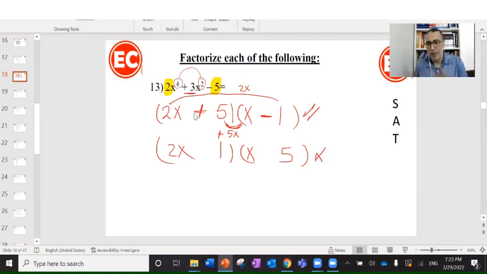This is a simple method of solving a trinomial whose coefficient is not equal to 1 in the SAT. And the numbers come in the SAT as prime numbers, 2, 3, 5, 7, easy to be found.